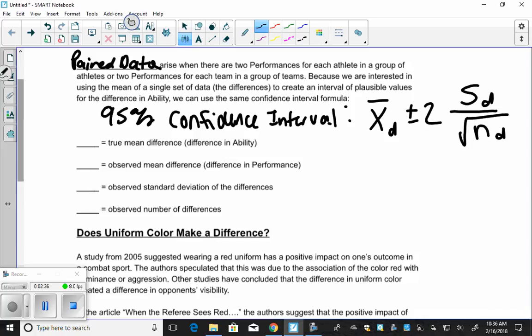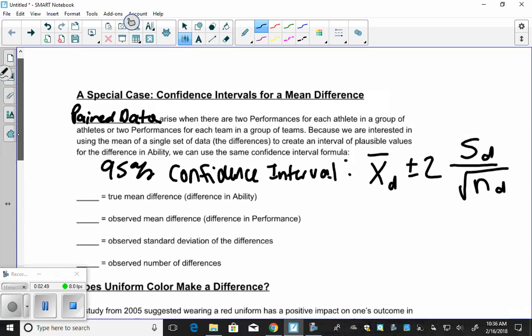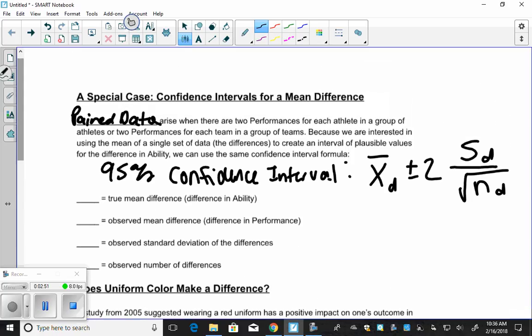Okay? This is the exact same formula from yesterday. The difference being the little d means you are using the mean difference as your data and not just the data itself. So all this little d represents is your paired data. Yesterday we did unpaired, today we're doing paired data. So it's the exact same formula.